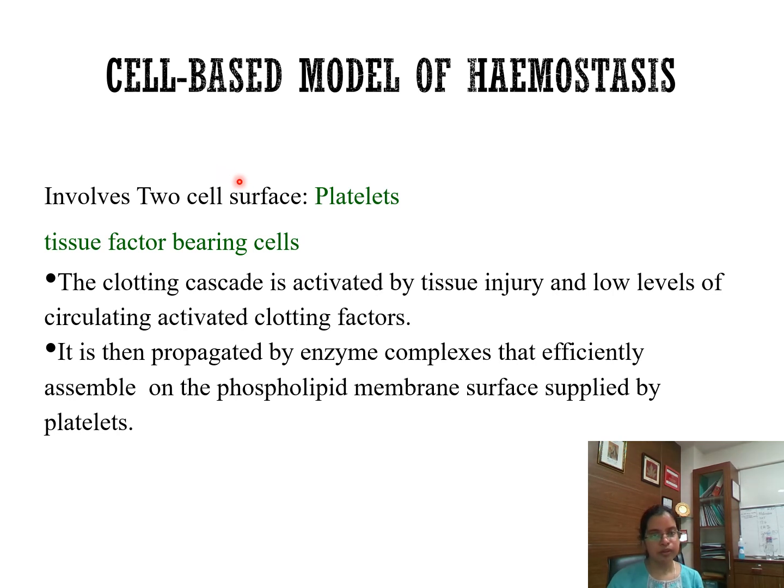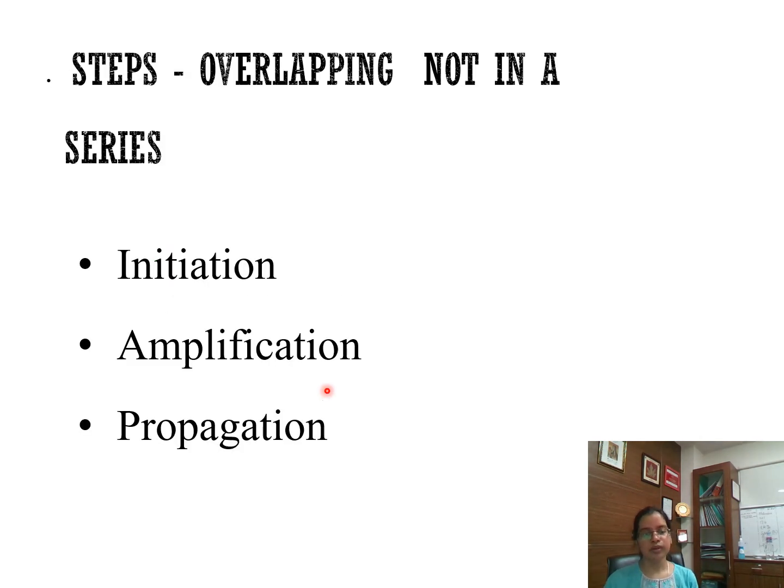So the cell-based model involves 2 cell surfaces, that is platelets and tissue factor bearing cells. This clotting cascade is activated by tissue injury, and it is then propagated by enzyme complexes that assemble on the phospholipid membrane surface, which is supplied by the platelets. So the steps in the cell-based model are overlapping, but they are not in a series. That is initiation, amplification and propagation. We will discuss each step in detail.